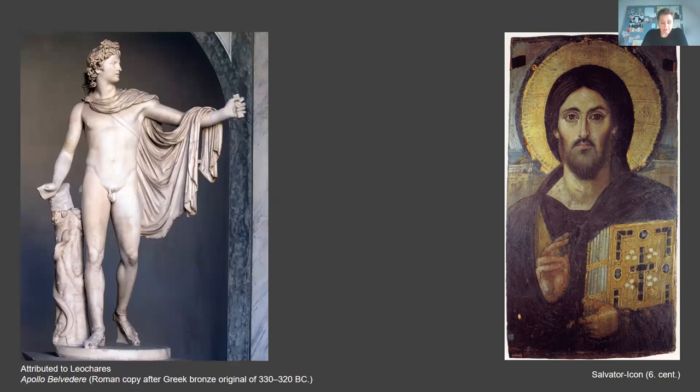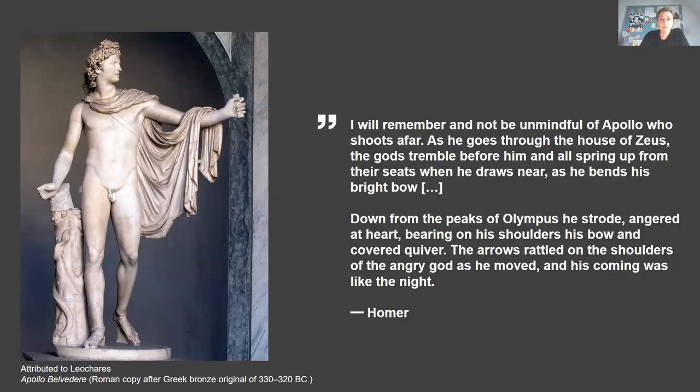The representation of the mighty god Apollo was a model for a great number of characters, also in Christianity, of course. His image and the description fit many expectations of power and grace. And I'm showing you the description from Homer: I will remember and not be unmindful of Apollo who shoots afar. As he goes through the house of Zeus, the gods tremble before him and all spring up from their seats when he draws near.